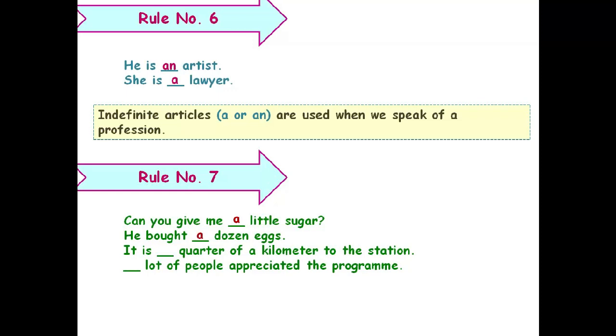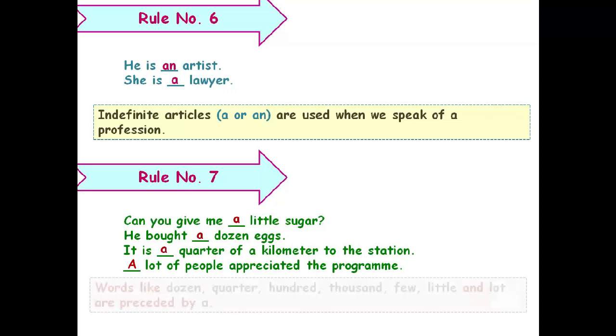It is dash quarter of a kilometer to the station. Alright, so if you're asked to use an article, you will use a. And dash lot of people appreciated the program. A lot of people appreciated the program. So in these sentences also, we see that the article a is going to be used.